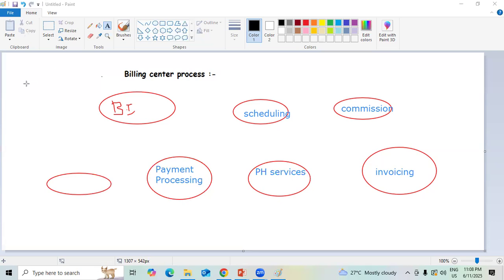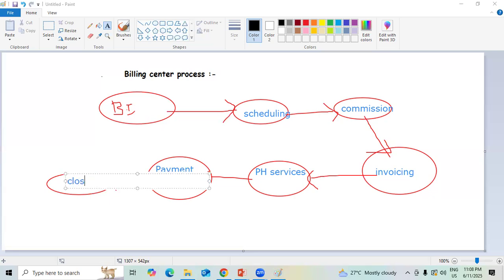So this is generally what the billing process looks like. The first is billing instructions, second is scheduling, third is commissioning, followed by invoices and policyholder services, then whatever payment processing we do. Next is the closure, where finally, if you want to archive, we can perform it.